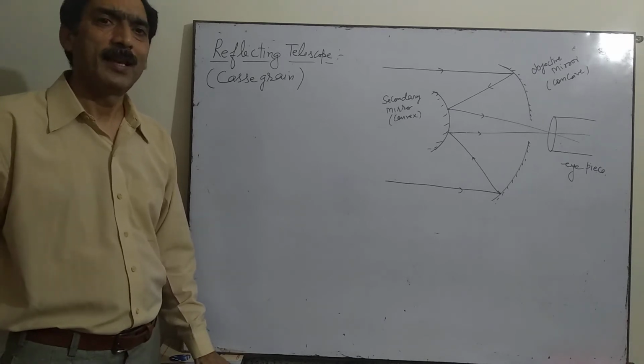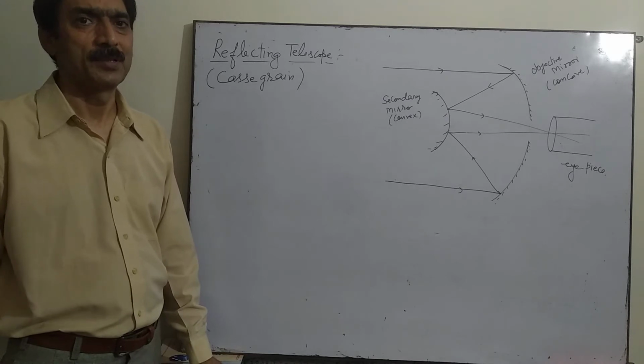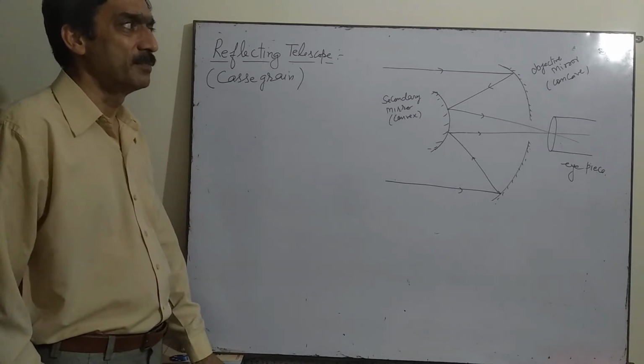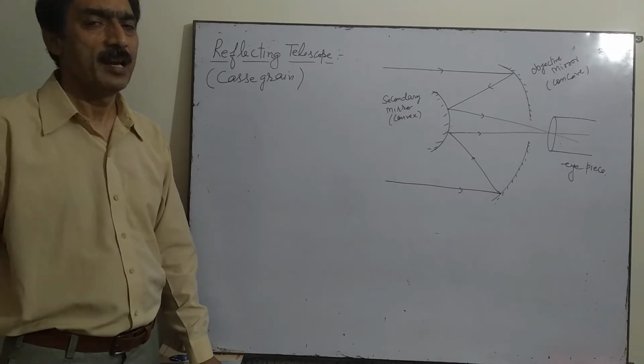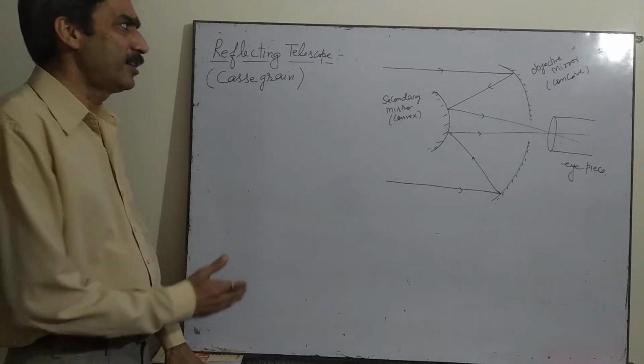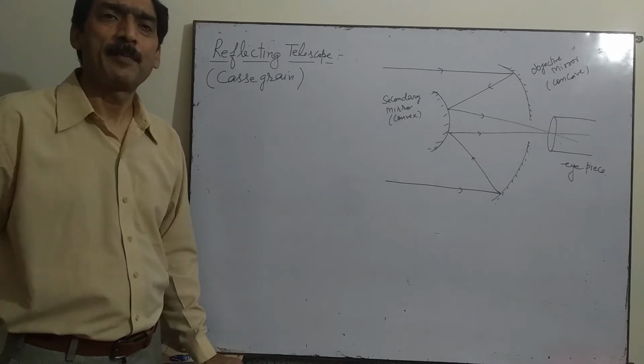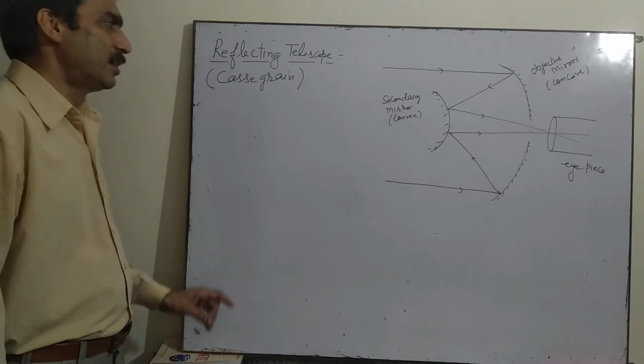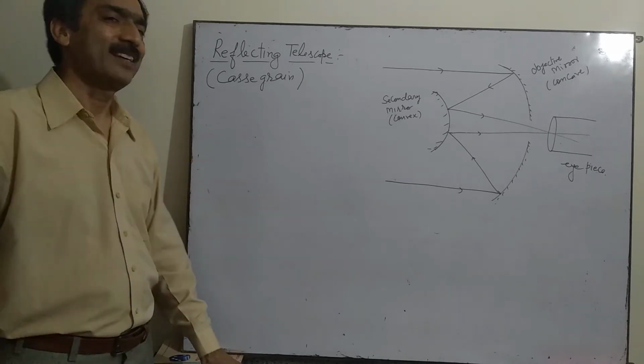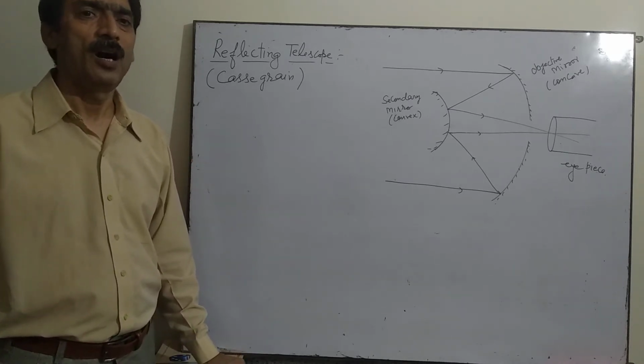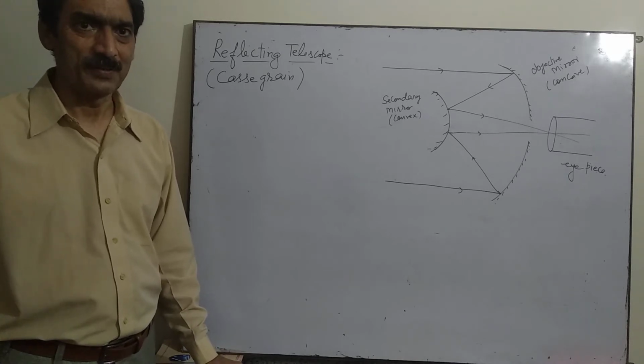As you know, lenses are heavier than mirrors, meaning mirrors are lighter than lenses. So that is the need of this reflecting type telescope. It is also called the Cassegrain telescope after the name of its inventor.